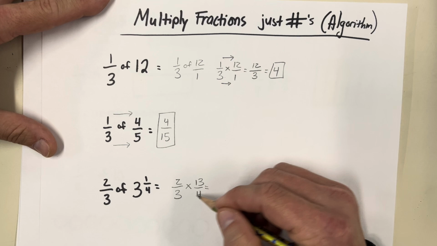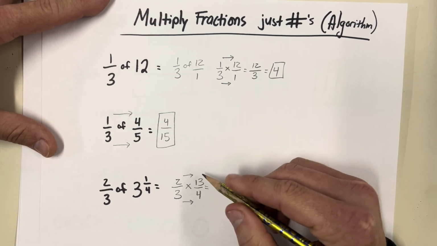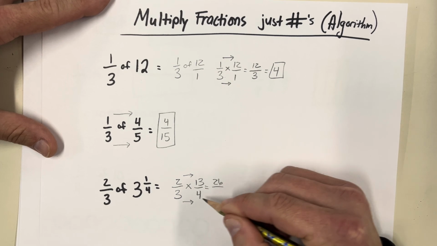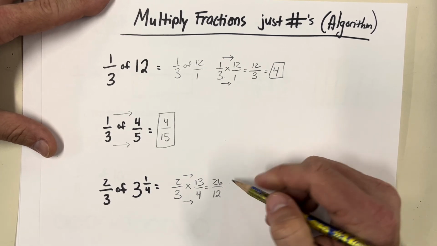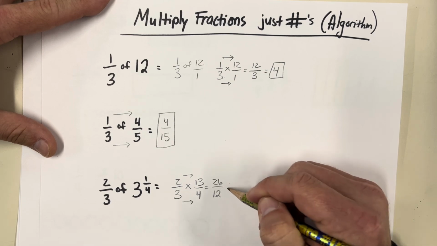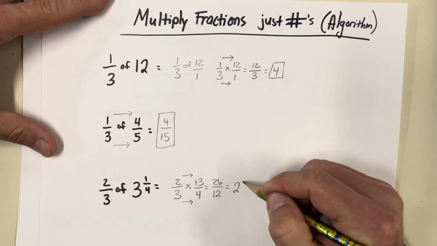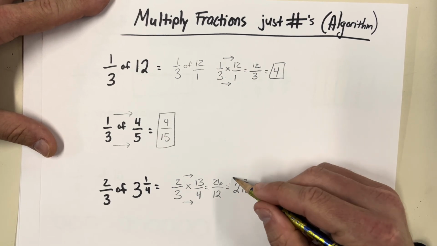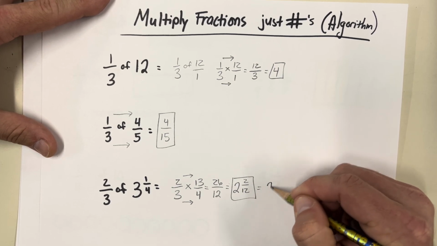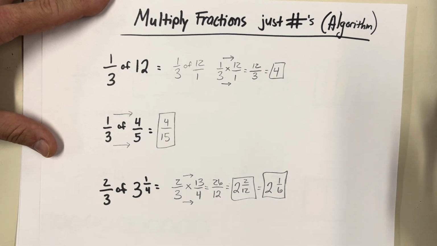Now that I have these both set in fraction format, I can go ahead and multiply straight across. 2 times 13 is 26. 3 times 4 is 12. That is an improper fraction. I do need to get out of that. How many times does 12 go into 26? 2 times. That left me with 24, leaving me with 2 pieces left over, 2 2/12. This could be my answer, or I could simplify this into 2 1/6 as a final simplified answer.